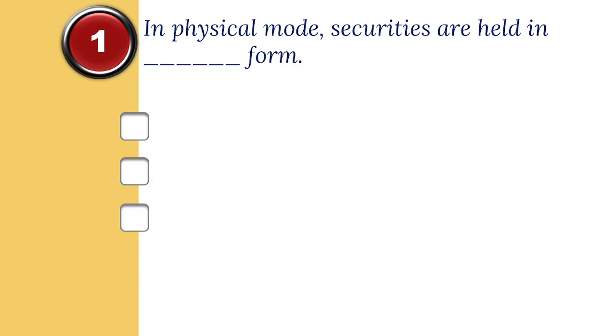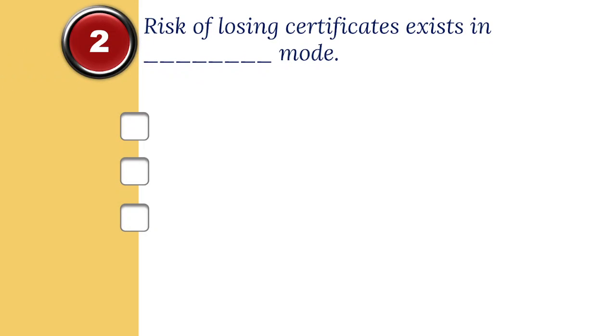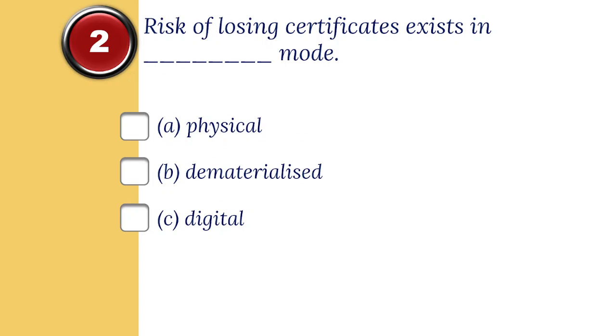1. In physical mode, securities are held in dash form. The options are A. Paper, B. Dematerialization, C. Electronic. And the correct option is A. Paper. 2. Risk of losing certificates exists in dash mode. The options are A. Physical, B. Dematerialized, C. Digital. And the correct option is A. Physical.